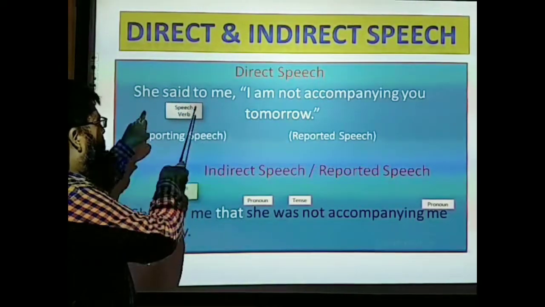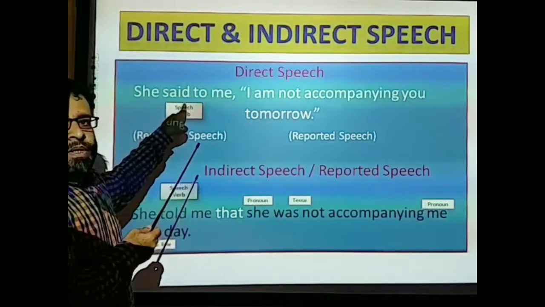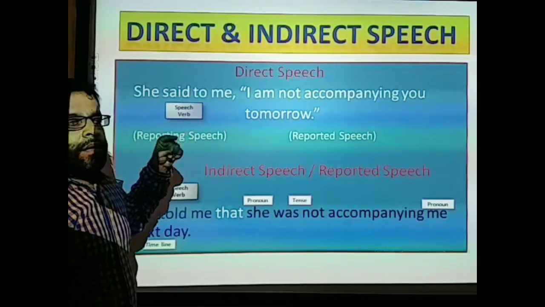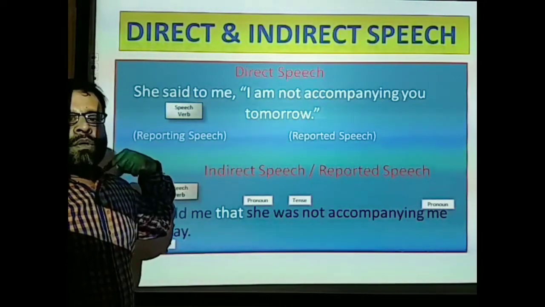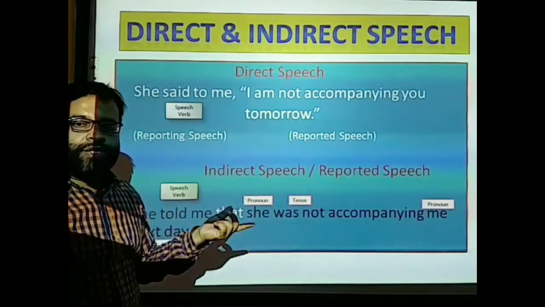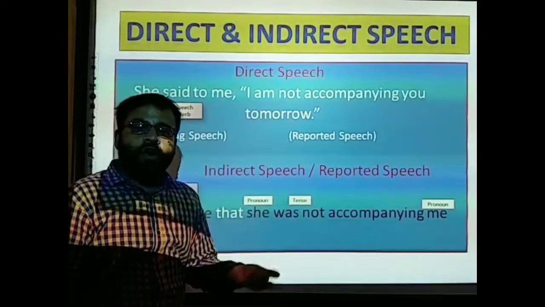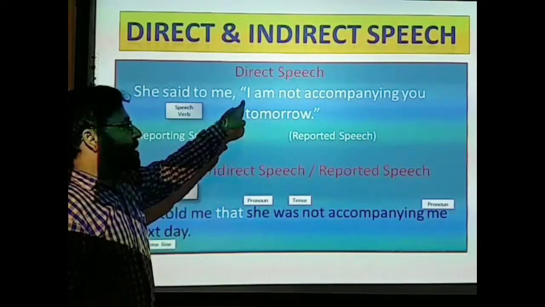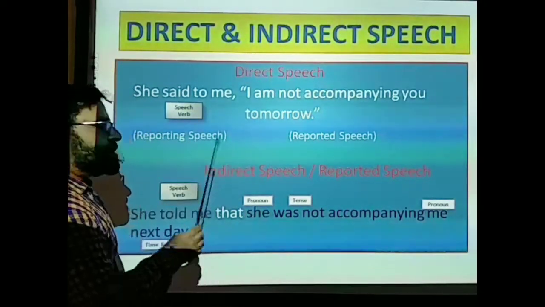Then there is the reporting speech verb. This is called a speech verb, and it can be changed. "Said to" can be written as told, messaged, conveyed or informed, according to the context. So, three changes occur when converting from direct to indirect speech.